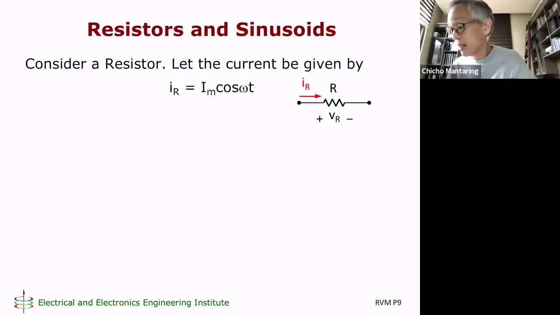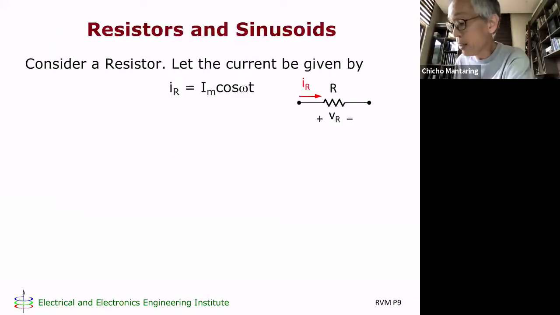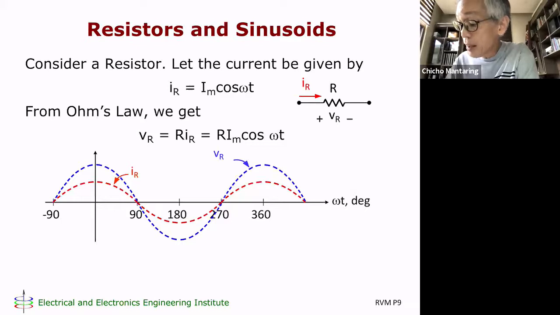Okay. Talking about sinusoids, resistors, and sinusoids. So consider a resistor. So this is the convention for voltage across and current through your resistor. And let's assume that this is the current flowing through your resistor. From Ohm's law, we know that V is equal to IR. So computing for IR, you just get this expression for V. So if this is my current, my voltage will just be my current multiplied by R.